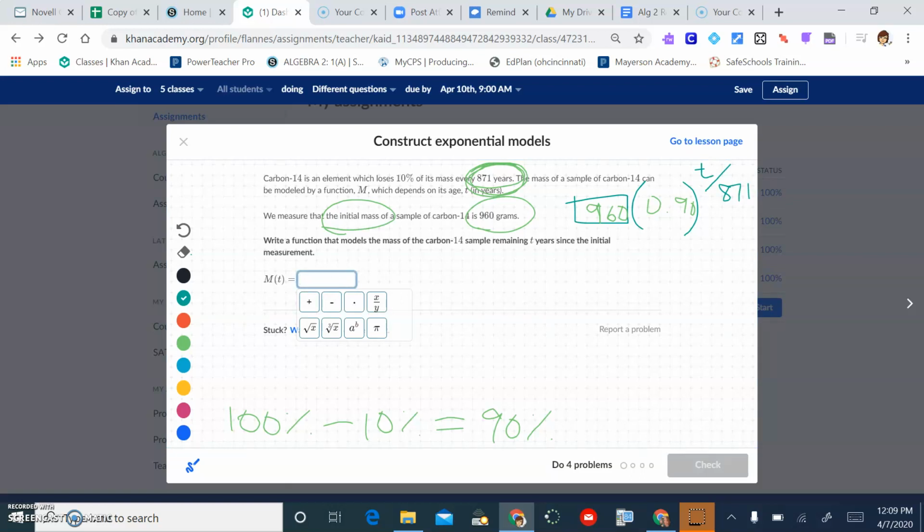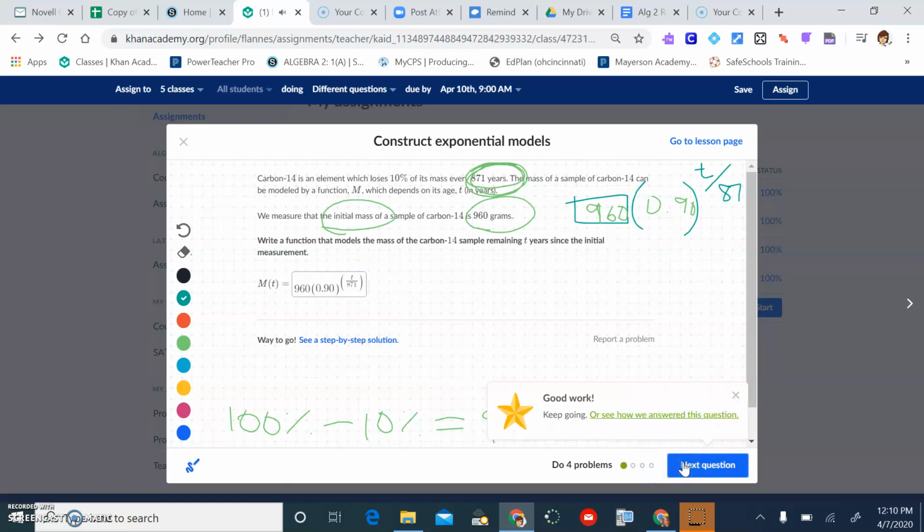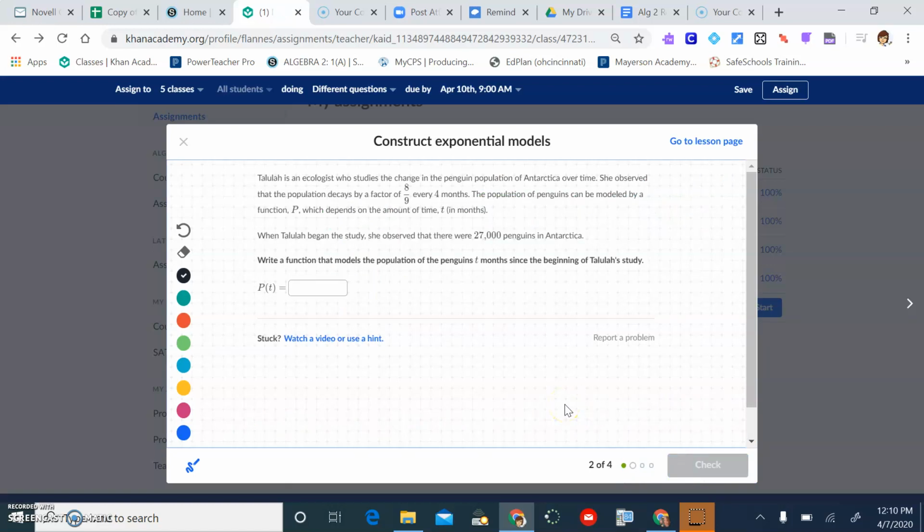So let me up real quick. 960 grams times 0.90 to the power of, and the funny thing is you always have to put, if you're putting more than one thing in the exponent, you have to use parentheses, because if you don't, what happens is, watch, t, and then all of a sudden, when I hit divide, it divides the wrong thing. I just want that division up in the exponent, so I have to tell it everything I'm about to type is in the exponent, t divided by 871 years. And you use parentheses to tell them that all that goes up there. Bada boom.